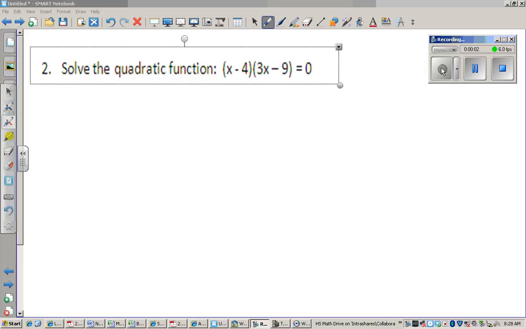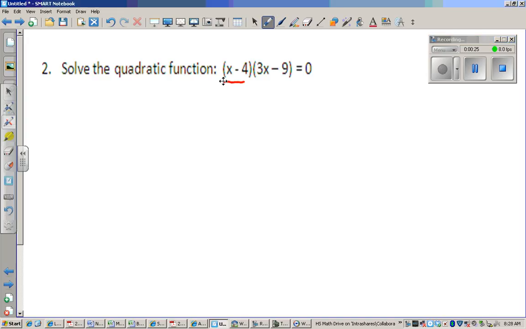Okay, number 2 has solving a quadratic function. Just because it says it's a quadratic function, remember, all that means is that it is a second-degree polynomial. So, it's a parabola. Now, they say solve it. That's because they've already given us a y value of 0. We have a product that's equal to 0. One of these two factors has to equal 0. That's called the zero product property.